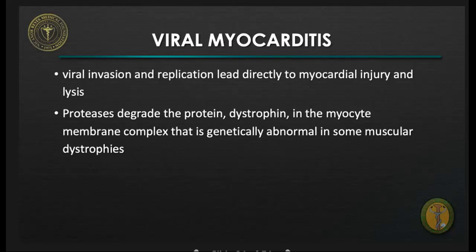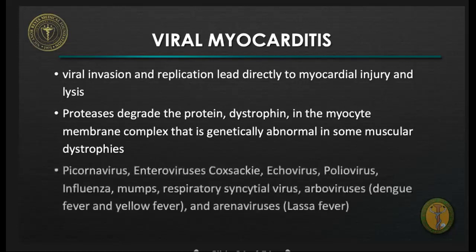So after viral invasion and replication, the viral proteases have multiple actions, of which one is to degrade the protein dystrophin in the myocyte membrane complex that is genetically abnormal in some muscular dystrophies. Viral antigens activate immune responses that help to contain the initial infection but may persist into later phases. So these are the viruses that commonly cause viral myocarditis.